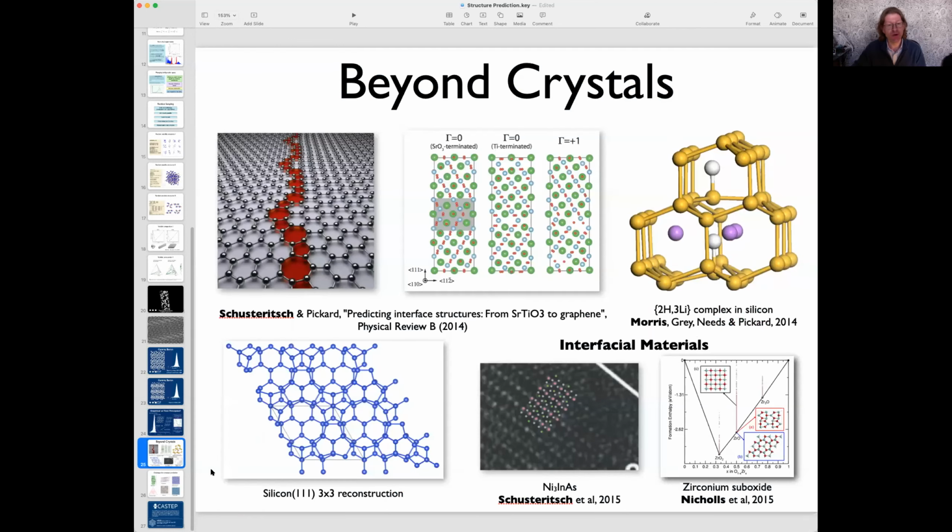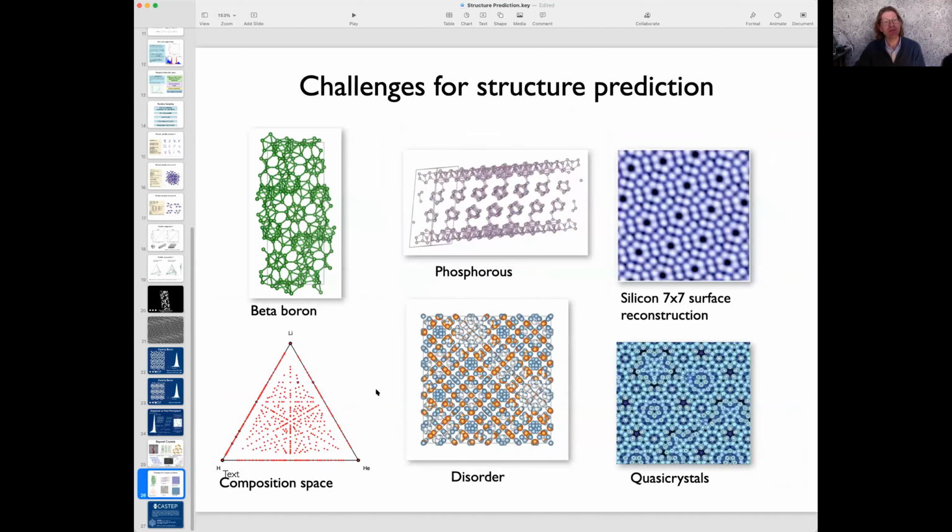And then I just want to point out that there's lots to do beyond crystals: grain boundaries, point defects, surface reconstructions, and interfacial materials are all areas of active interest. And I want to finish, maybe I shouldn't do this, with a more negative slide and show things that are difficult for crystal structure prediction. I don't want to give you the impression that it solves everything. There's still lots to be done.